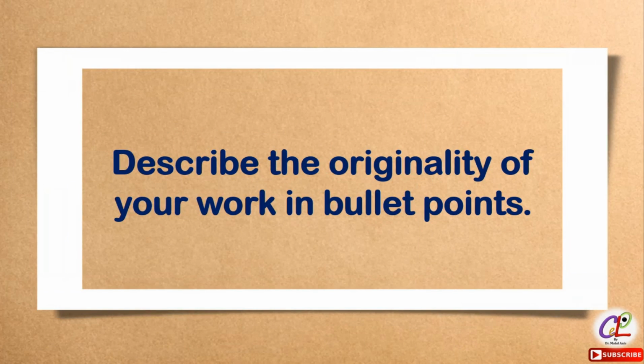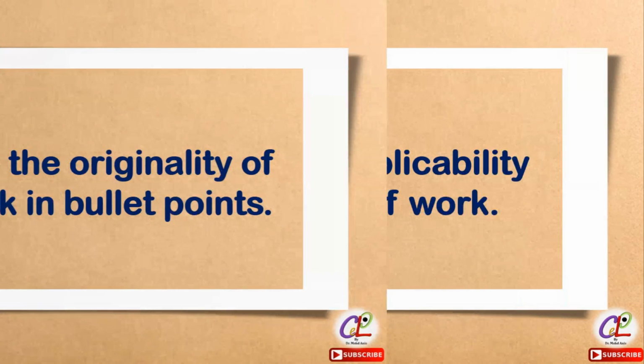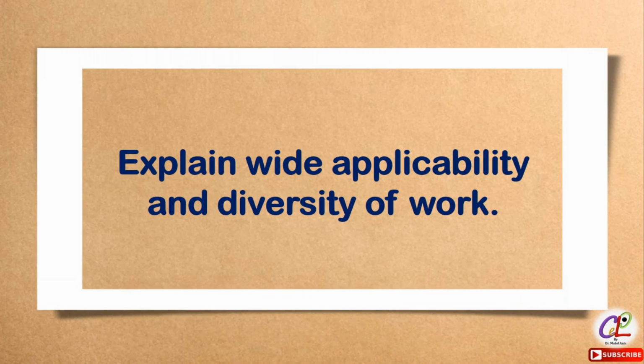Next, describe the originality of your work in bullet points. You must highlight the novel factors in simple, short sentences so that it is very precisely understandable to the editor about the work that you want to submit to that particular journal. Next thing you should mention is the applicability and the diversity of the work that you want to submit to the journal.